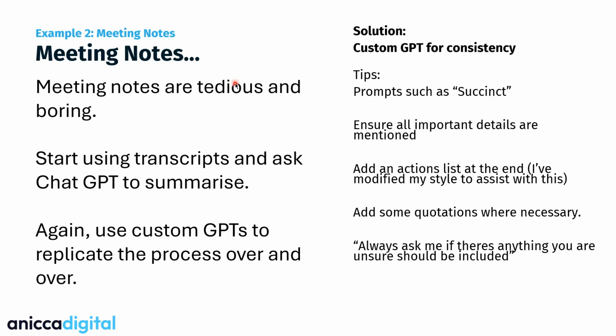What I then do is I take that transcript, I go to custom GPT, which I've got prompts in there, instructions around things like keep the summary succinct, make sure all the important details are kept within that response. Create an actions list at the end. So these are all instructions that I'm telling the custom GPT to have, so that we've got an actions list of all the things that we said that we would do.